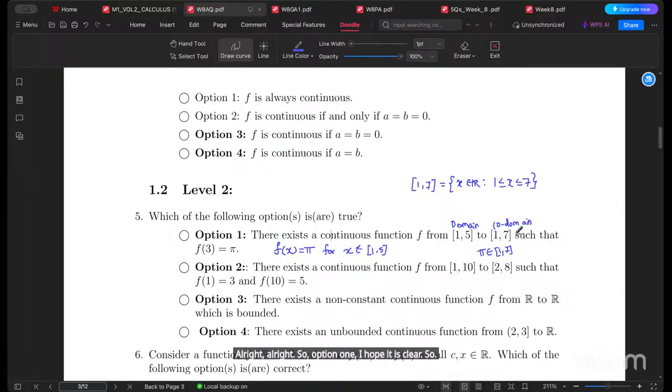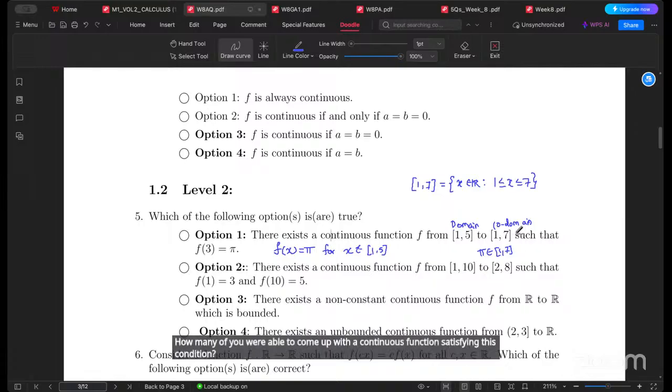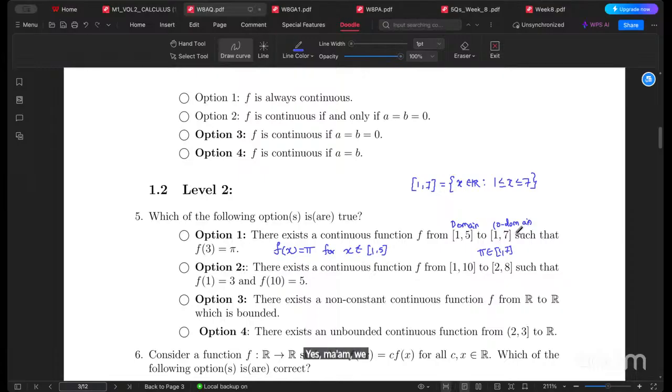So shall we move to option 2? Option 2 says that there exists a continuous function f from [1, 10] to [2, 8] such that f(1) is equal to 3 and f(10) equal to 5. Okay, so this is a little bit involved. How many of you were able to come up with a continuous function satisfying this condition? Yes, ma'am, we can find. Yes. How do you find?